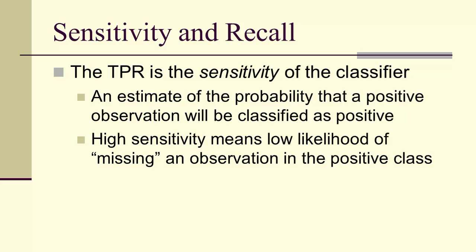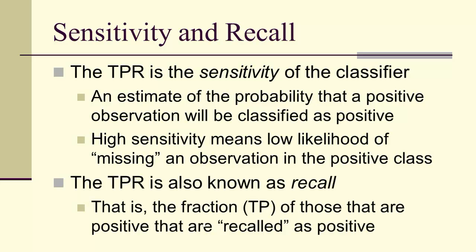So let's look at sensitivity and recall. The true positive rate is the sensitivity of the classifier. It's an estimate of the probability that a positive observation will be classified as positive. And so high sensitivity means a low likelihood of missing an observation in the positive class. Now, the true positive rate is also known as recall in the sense that you can think of it as the fraction of those that are positive that we actually recalled as actually being positive.